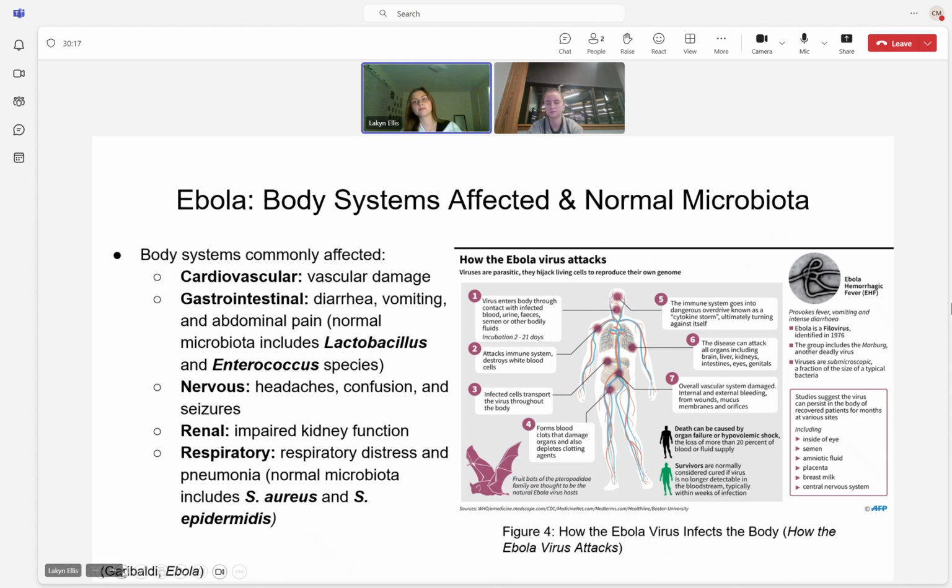The body systems affected by Ebola, the main things infected in less severe cases would be the gastrointestinal system, which causes the diarrhea and the vomiting and the abdominal pain. And its microbiota includes lactobacillus and enterococcus species. It also affects the nervous system with headaches, confusion, and in severe cases, seizures, and then respiratory distress and pneumonia due to the shortness of breath, but in severe cases, it does affect vascular damage, and it also affects the renal system and could impair kidney function.